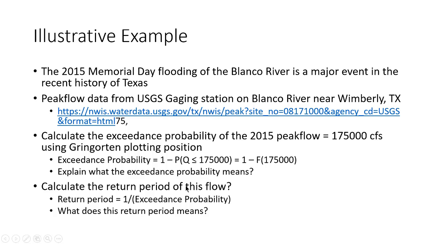And once we have that exceedance probability, the exceedance probability is basically the probability of my flow rate Q at that gauging station being greater than 175,000 CFS.